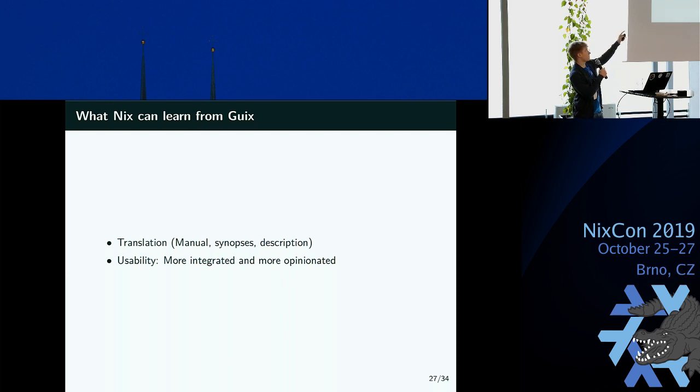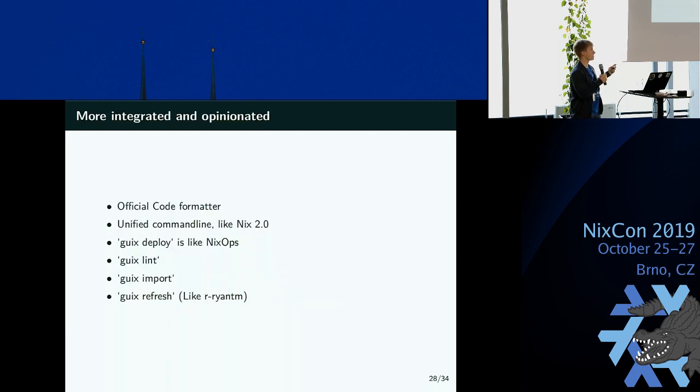What we can learn also is they have lots of translations for the manual and even descriptions of the packages. And their command line, I think, is more integrated and more opinionated. Elco talked about yesterday that with Nix 2, we have the nice command line, but we also have the other tools. And we should really move those tools into one so we have something integrated. They have an official code formatter, which we have some, but not official. Unified command line. They have Guix deploy integrated into the command, like we have NixOps.